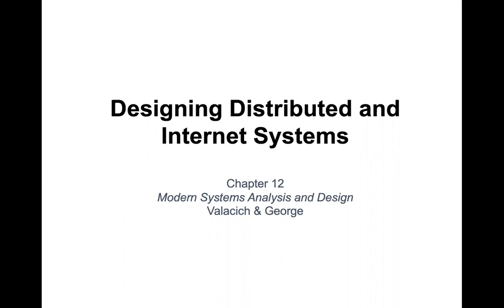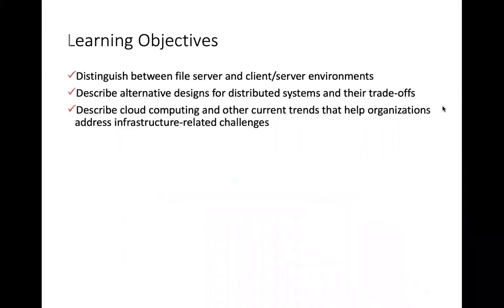Now moving on to designing distributed internet systems. This is chapter 12A. Our learning objectives for today: what are we going to talk about? File server and client server environments, alternative designs for distributed systems and their trade-offs, and cloud computing and other trends that help organizations address infrastructure related challenges.